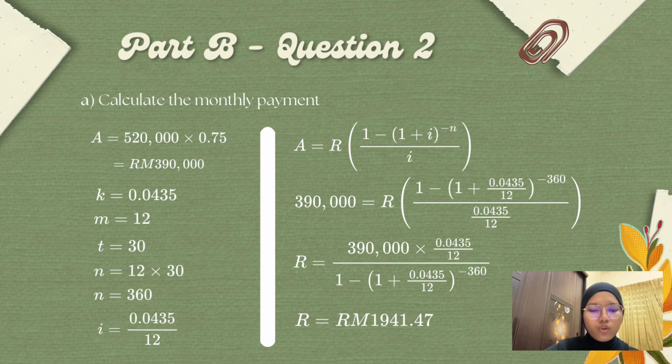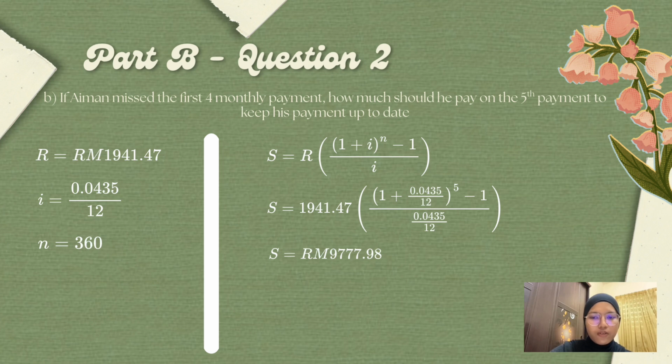390,000 equals R bracket 1 minus bracket 1 plus 0.0435 over 12 close bracket to the power of negative 360 over 0.0435 over 12 close bracket. Then we will find the value of R, which is 1,941.47 ringgit. For question B, if Aiman missed the first 4 monthly payments, how much should he pay on the 5th payment to keep his payment up to date?